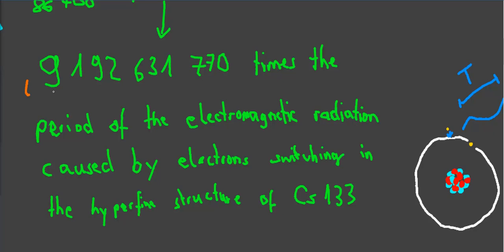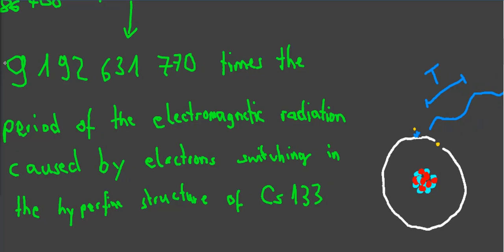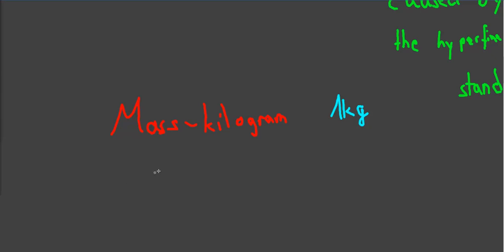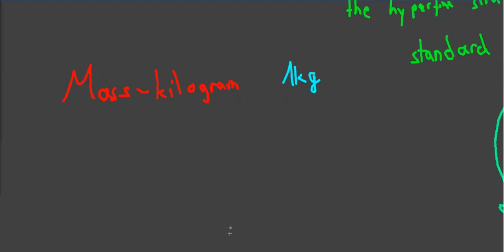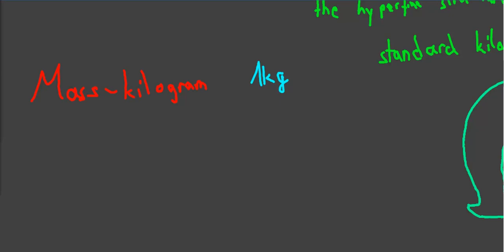And if we take a special number times that period, we get a second, because this period is 1 over this times a second. Okay, let's get ahead to the next unit. That's the unit of mass, and that's the kilogram, or kilogram, as I should say.